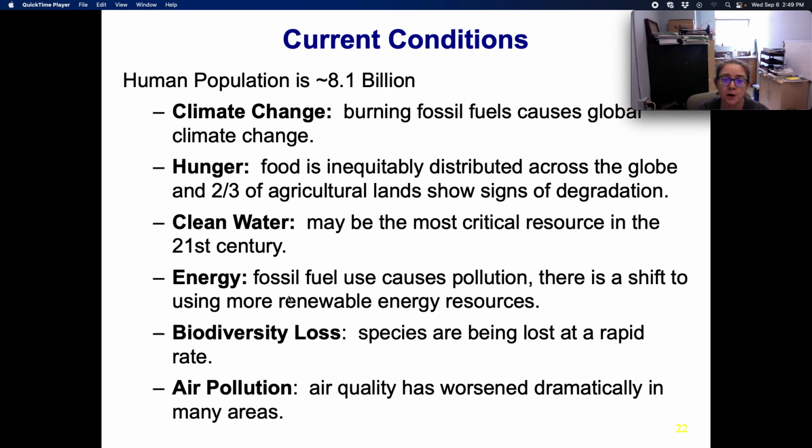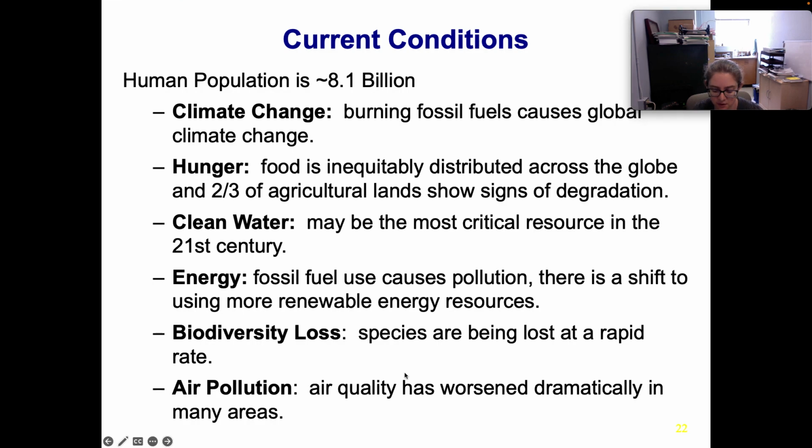Energy, we know that fossil fuel use causes pollution, but we are shifting to using more renewable energy resources, but we could do it a little bit faster. Biodiversity loss, species are being lost at a really rapid rate. We are having extinctions on a rate much, much faster than at any time in recent history. And we also see that air pollution has worsened dramatically in a lot of areas.